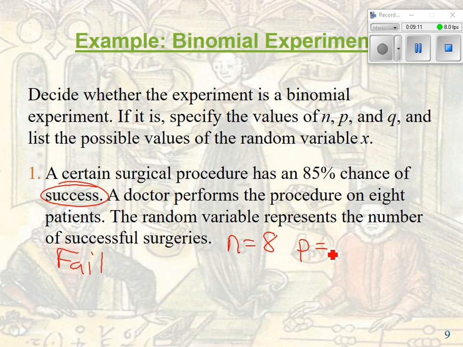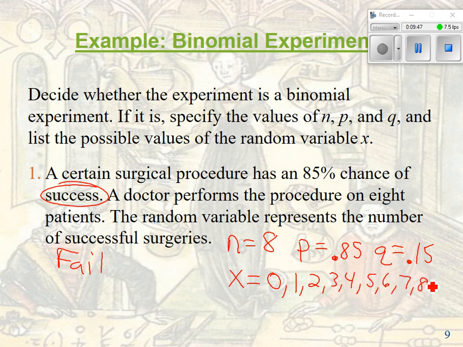So P stands for what we want to occur. This time we want a successful surgery, so what's the probability that we get a success? 85%. So we put 0.85. Then what would Q be? 0.15. And then our list for our X's: how many successes could we have? 8. Let's start at the other one. 0 to 8. So those are all the possible things. If it's just like this, list them out.